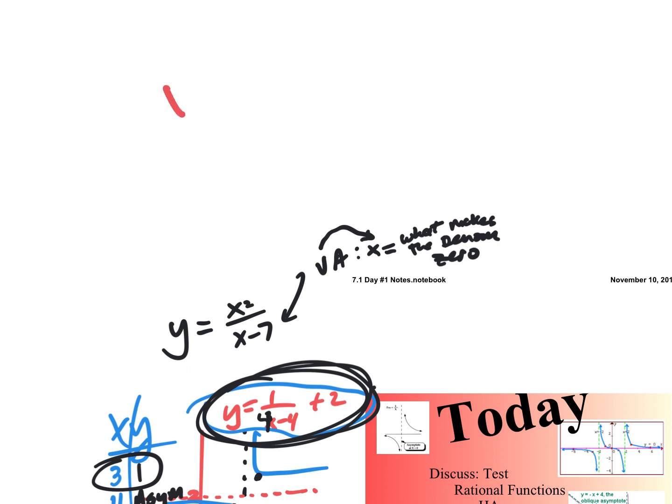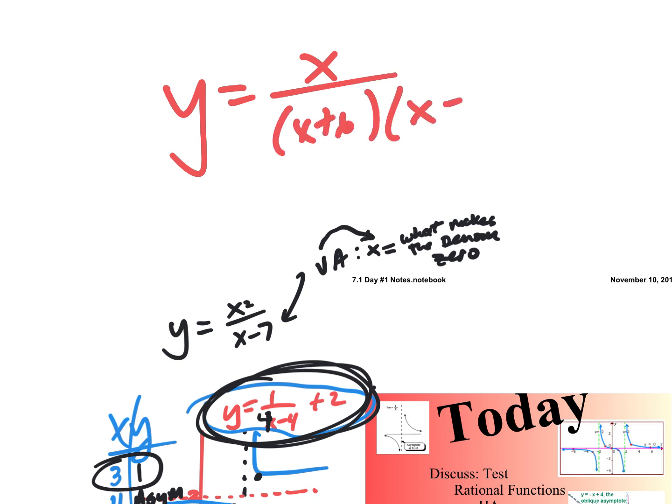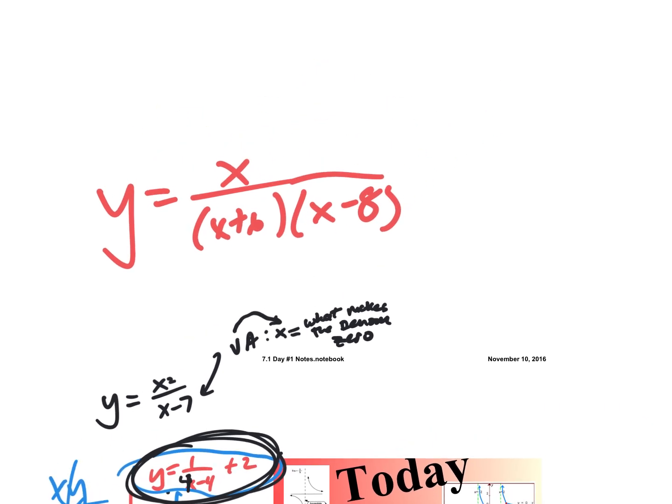All right, so if I give you an equation, y equals x over x plus 6 and x minus 8, I know this may bother you a little bit, but tell me what the vertical asymptotes are. Please say it with the letter in first. X equals -6. Why does that matter?